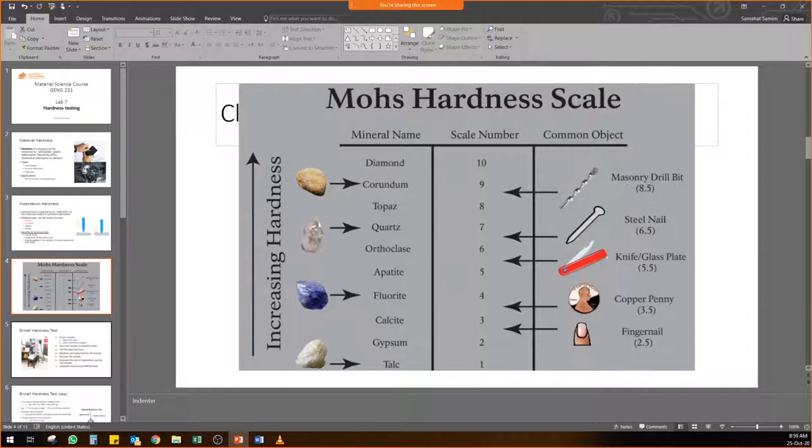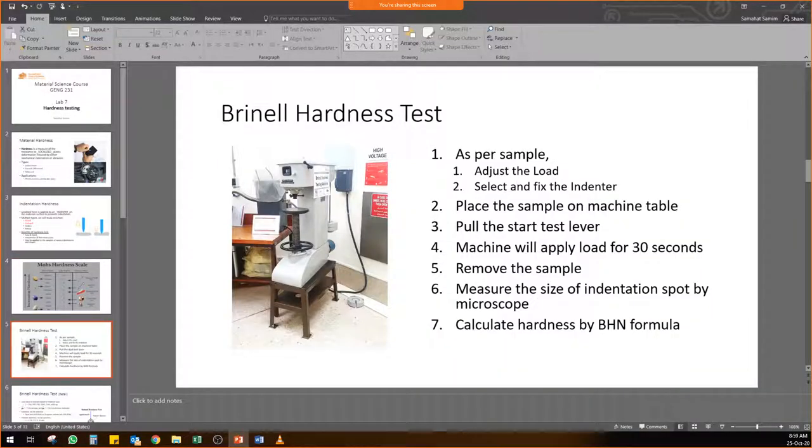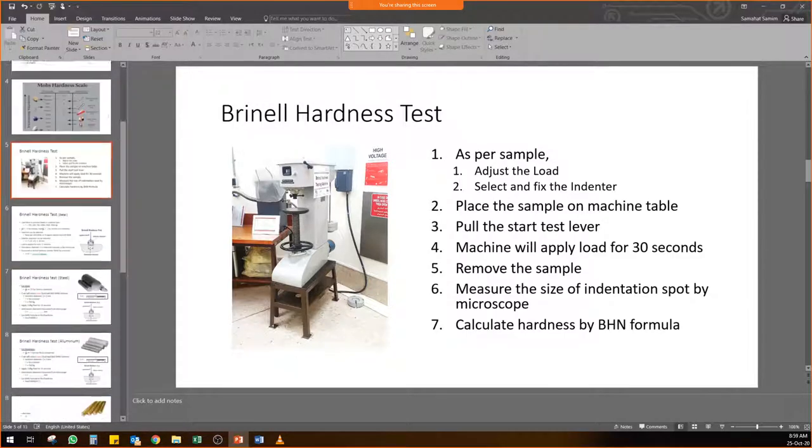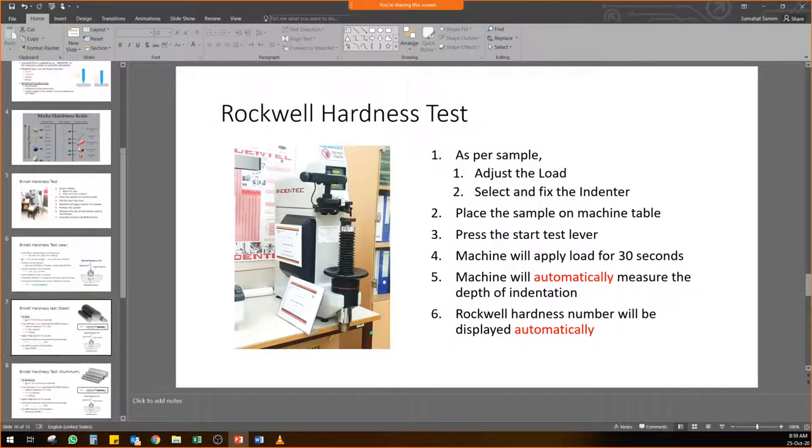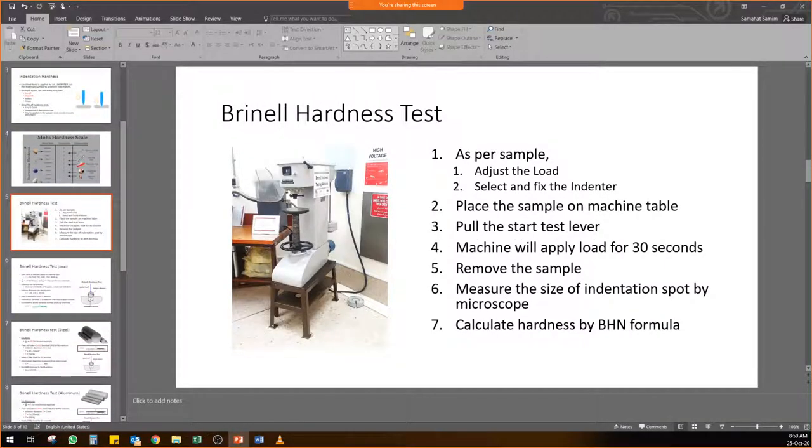Hope it interests you. And now let's come to the tests. The Brinell hardness test is number 1, which we will do. Then number 2 we will do is the Rockwell hardness test. The Rockwell is easy, you just put the sample, take the number. But the Brinell needs some calculation, and that's why it is important to understand what your lab report is about. So let me show you now.